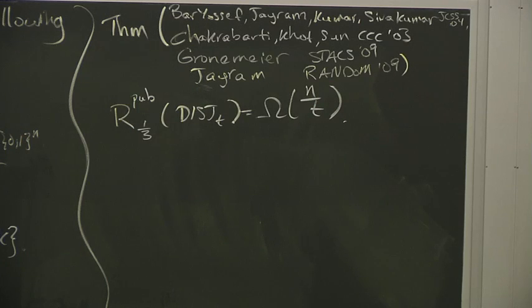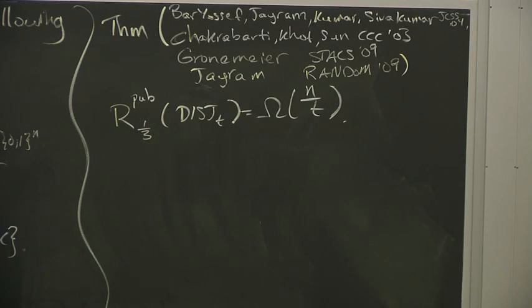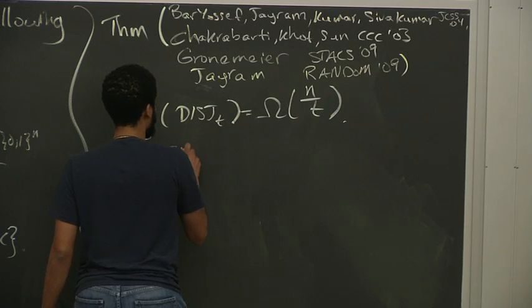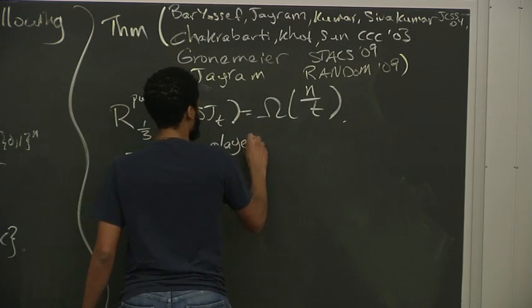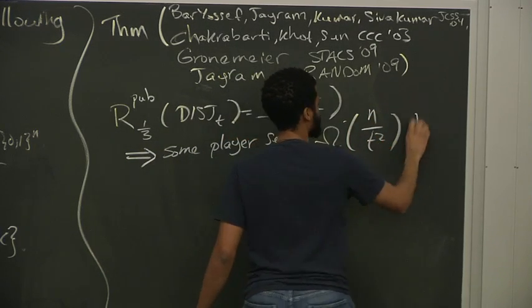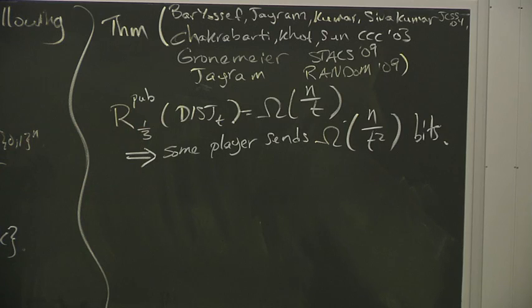In fact, it's even true, I think, in the distributional sense. There's a hard distribution such that any deterministic protocol for that hard distribution requires n over t. So by the way, notice the total communication is n over t, which implies that some player sends omega n over t squared bits. Right, since the total communication is n over t, there is a player that sends n over t squared.